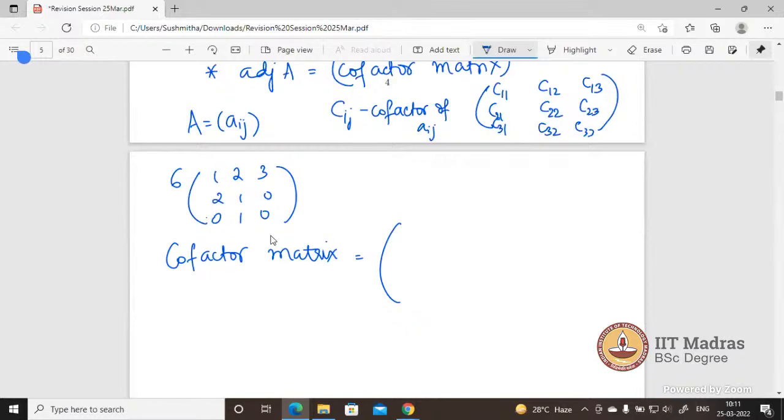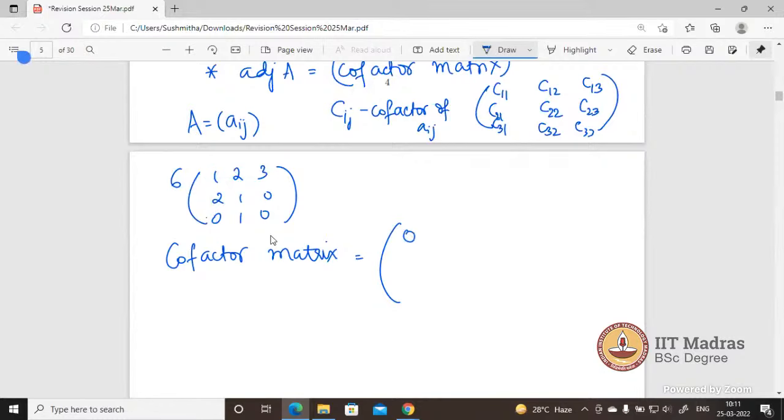How will I find the first entry here? 1 times the minor of 1, 0, 1, 0. No, it's the sign times the minor. You don't multiply with the number. It's 0, because the determinant of this 2 cross 2 matrix is 0.